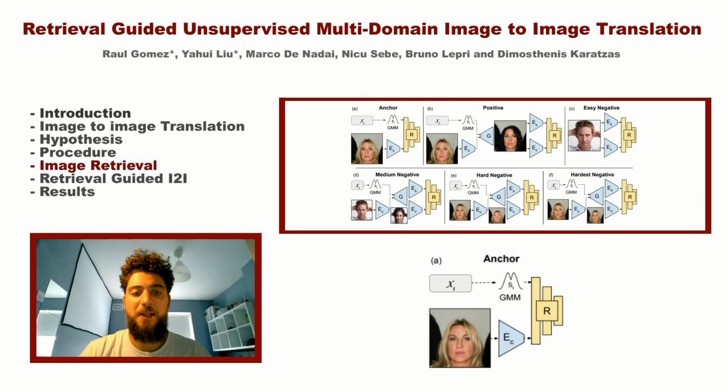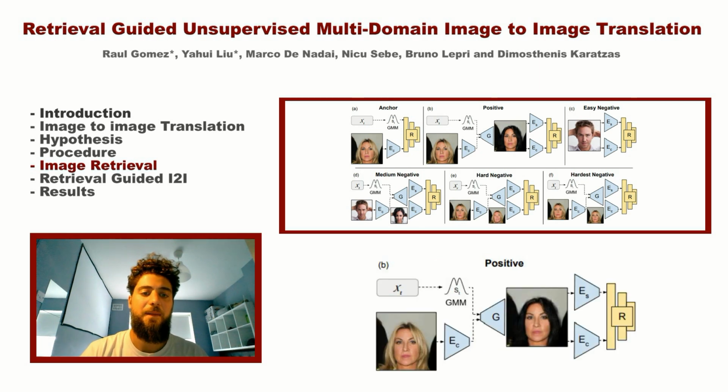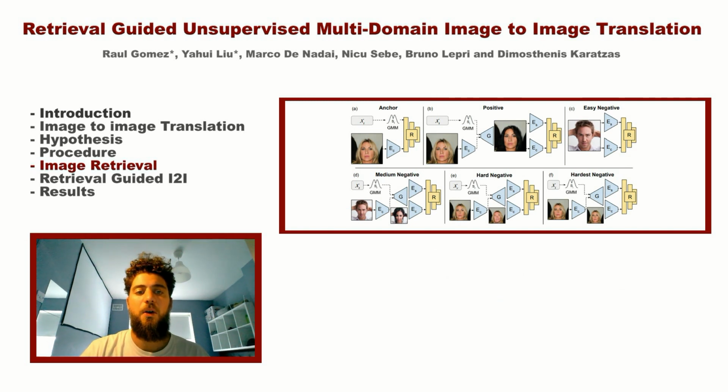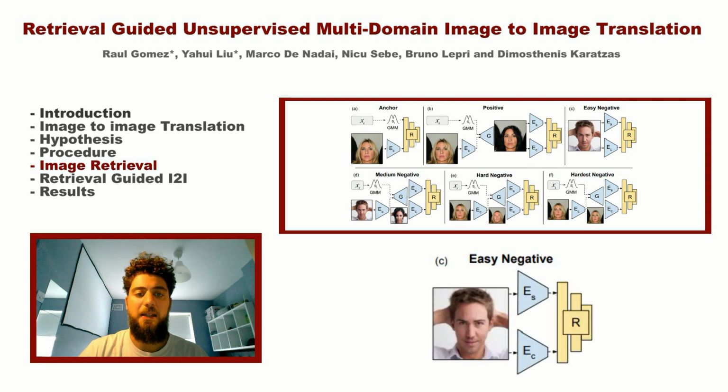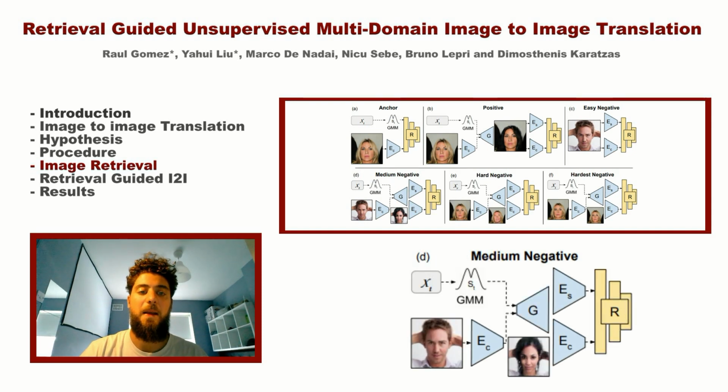The anchor of a triplet is the content of a random image and a given target domain. The positive is the content and the attributes extracted from the anchor image translated to the target domain. We use different types of negatives. Easy negatives are formed by the extracted content and attributes of a random image, so they are different in both content and attributes to the anchor. Medium negatives are the result of translating a random image to the target domain, so they have the same attributes as the anchor but different content.